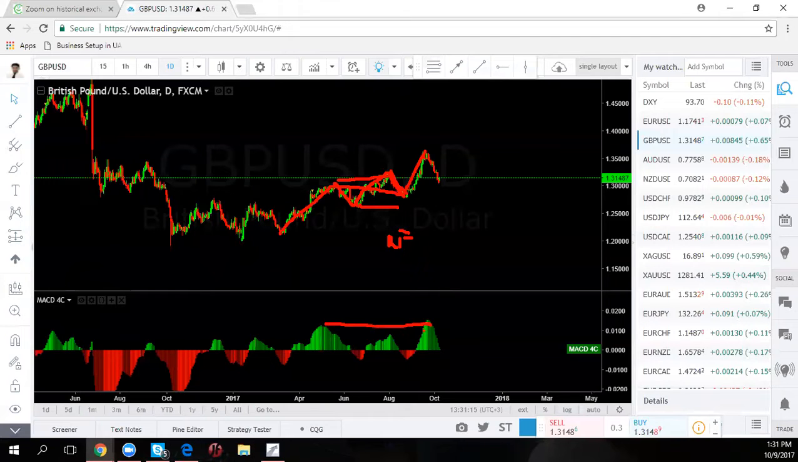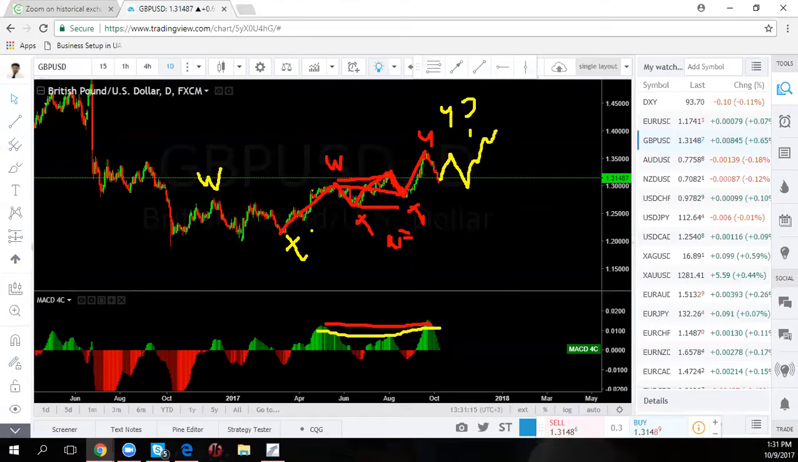That becomes W, X, sorry, X should be here, X, Y on a lower degree. So if you're going to label this, this would be your bigger WXY, WX, and we're in Y with a question mark because it's not over. We don't know where it will be over because we don't have divergence here. So we can actually expect this to do something like this, come back here and go back up for one more, even within the Y wave. Because within the Y wave, we still have the possibility for one more impulse to the upside.